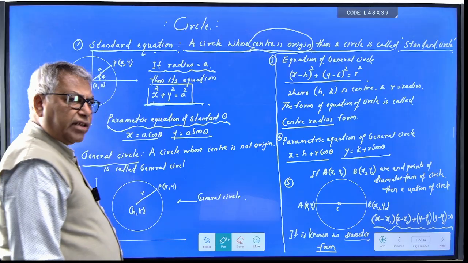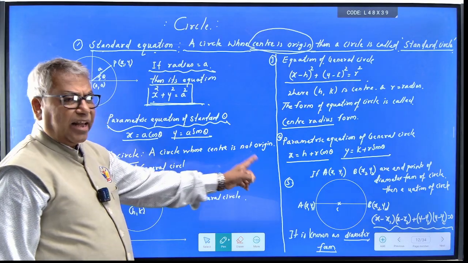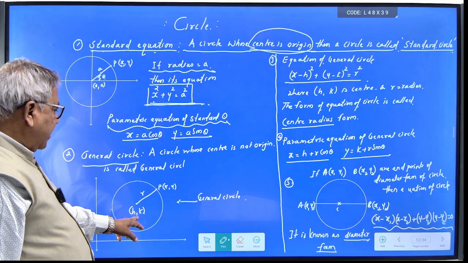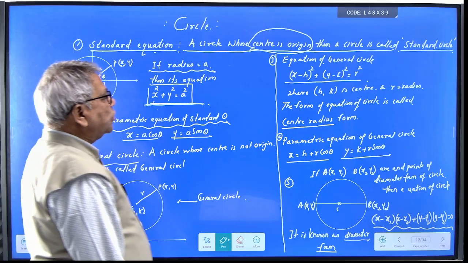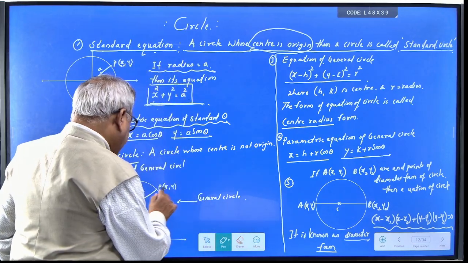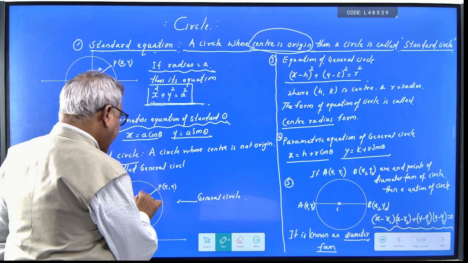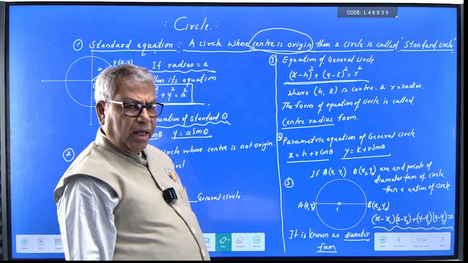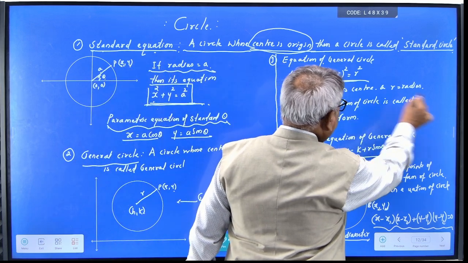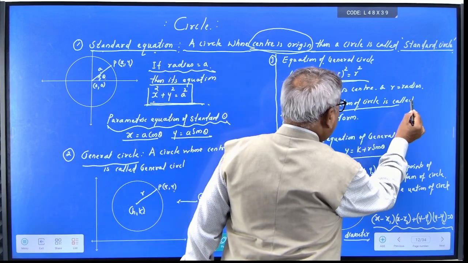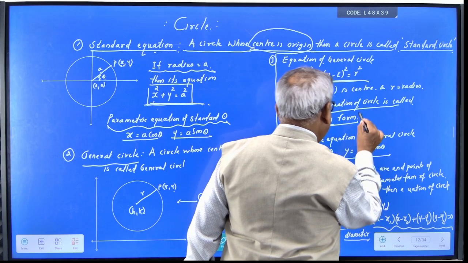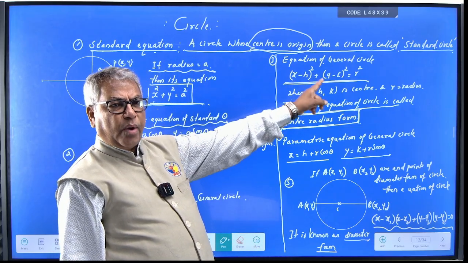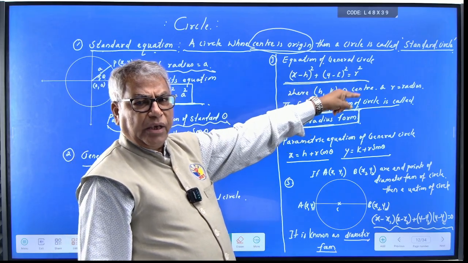General circle. What is a general circle? A circle whose center is not the origin is called a general circle. Here I have shown a general circle. The center is (h, k) and the radius is R. So its equation can be written as (x minus h) squared plus (y minus k) squared equals R squared. Using the simple distance formula, where (h, k) is the center and R is the radius, this form of the equation of a circle is called the center-radius form.